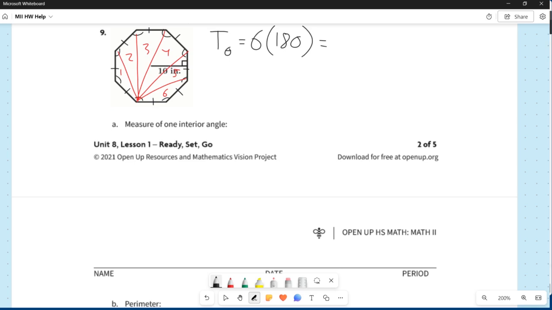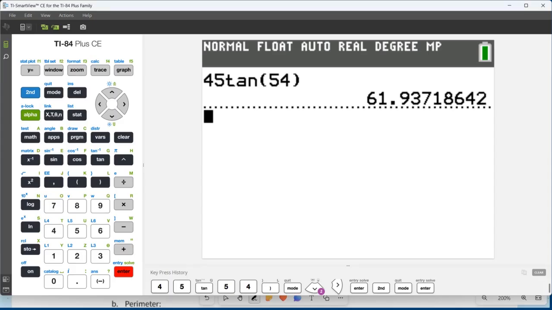So the sum here, I actually didn't solve for it, but let's see, 180 times 2 is 360 times 3. Let me just do it on the calculator. So 6 times 180.